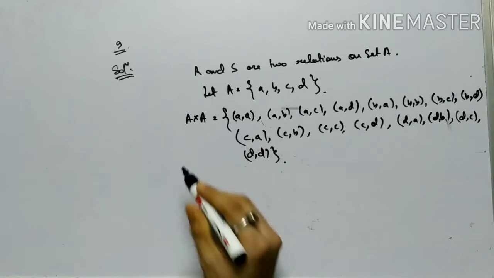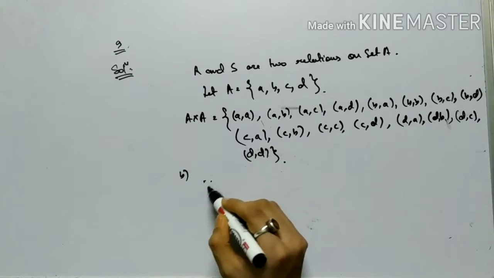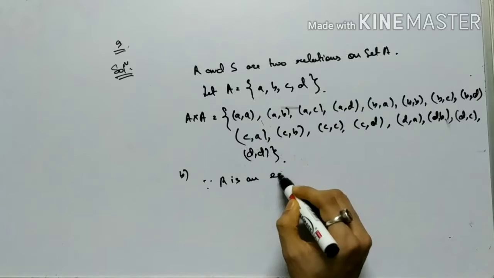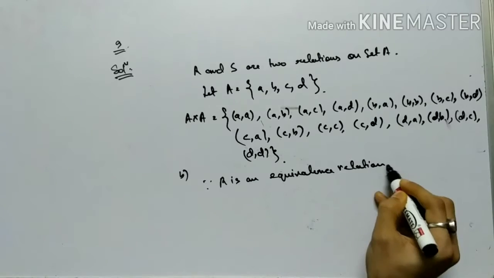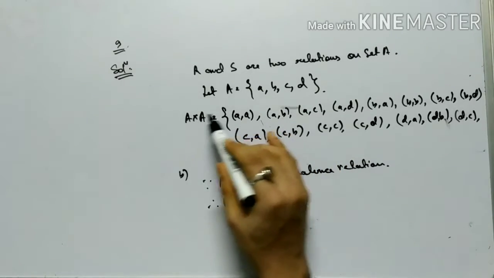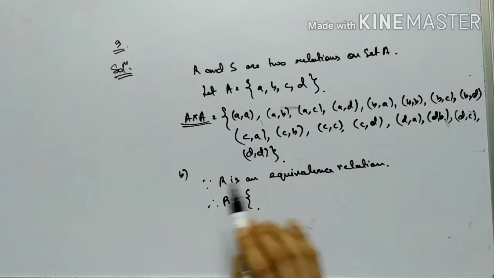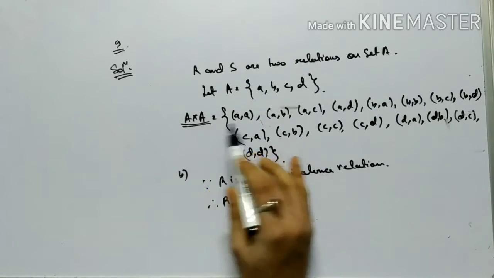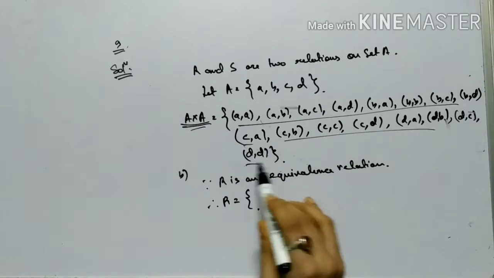In number B it is saying that if R is an equivalence relation, then R inverse is also an equivalence relation. Since R is an equivalence relation, R is equal to the A cross A set, the universal set, where all of these elements will come.